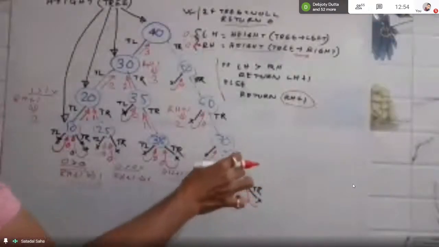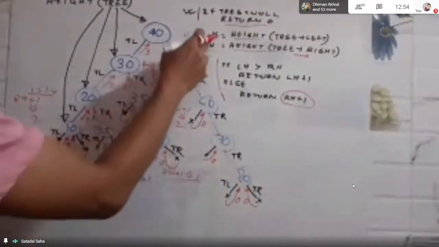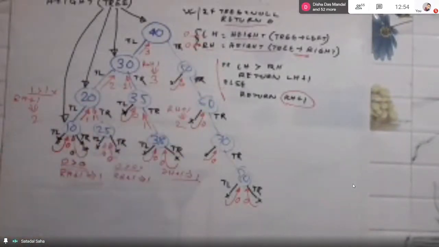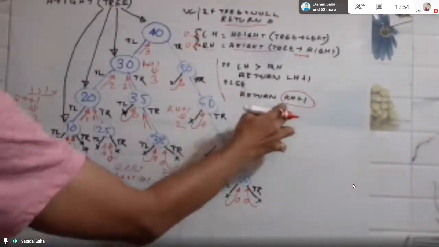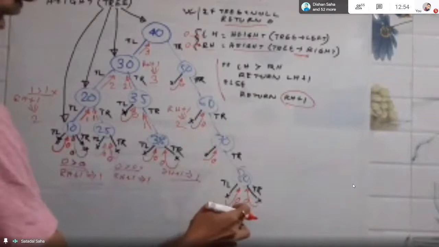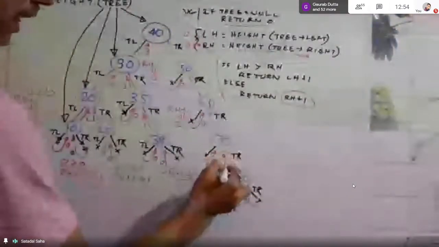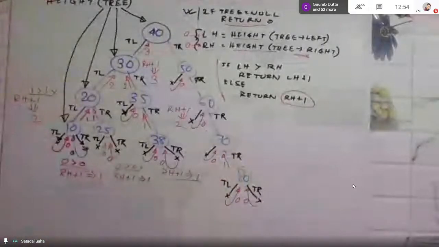Now sitting at 80, it has two values, LH and RH, both equal to 0. So it will go to the if block. In the if block, LH is not greater than RH. Obviously, it will go to the else part and return RH plus 1. So RH is 0, and RH plus 1 is 1. So it will return back 1 to its call point, which is 70.